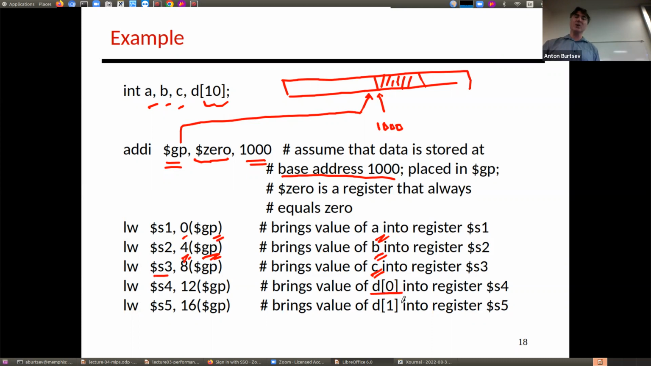The value D0, which immediately follows A, B, and C, is at offset 12, loaded into S4, and this is D1 loaded into S5, right? Imagine this is the very beginning of your program, your main function. In practice, there is a ton of things in most cases which execute before main, like the constructors of your static classes, because maybe they have to open a file or something like that.